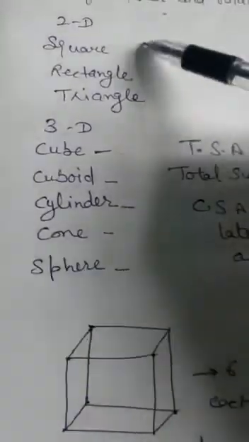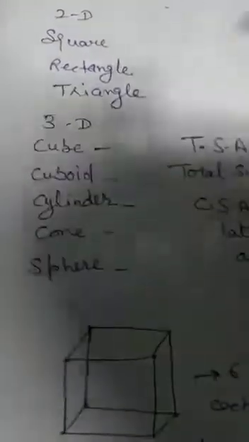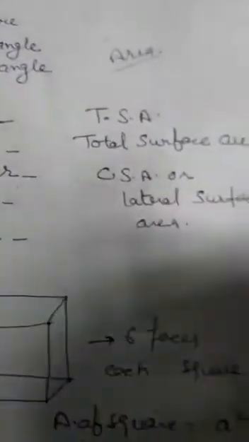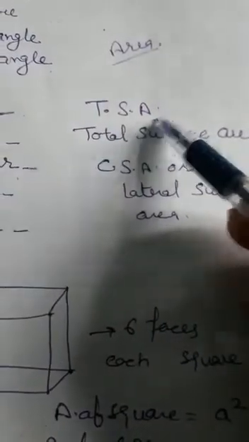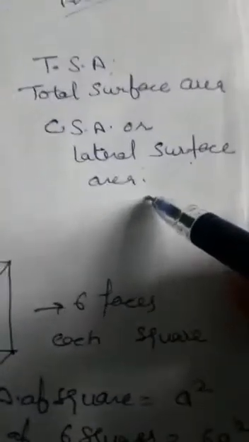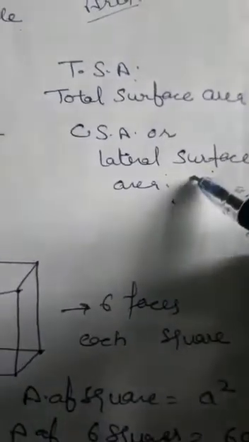As you have found the area of square, rectangle, triangle, there you simply use the word area. But in three dimensions, two types of areas are there which we have to find. One is total surface area and second is curved surface area or lateral surface area. So firstly you should know the difference between these two.